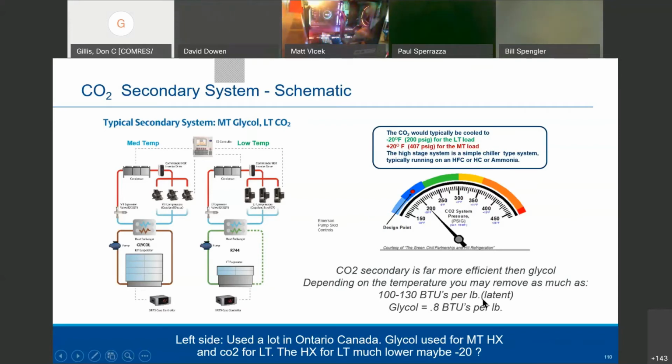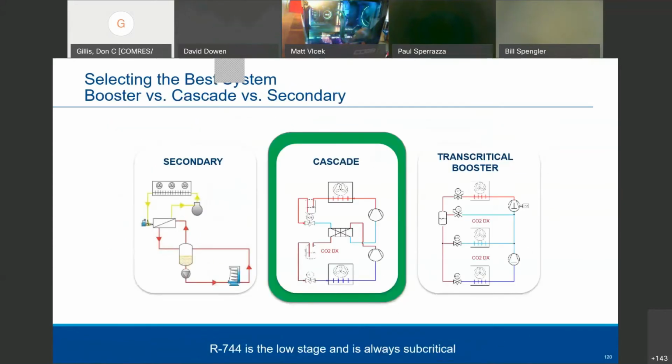I just put some numbers down here. I know some of you saw this a couple weeks ago. 100 to 130 BTUs per pound of latent compared to glycol at 0.8 BTUs per pound. The left side is what we use a lot in Ontario, Canada. The glycol is used for the medium temperature heat exchanger and CO2 for the low temperature. And again, we're using this to condense, all right? You can see where we're at with our pressures, the 200 to 400.